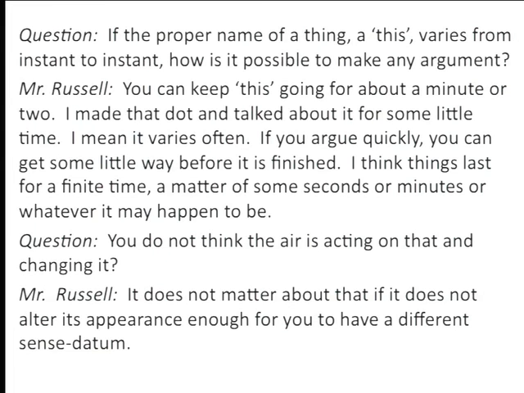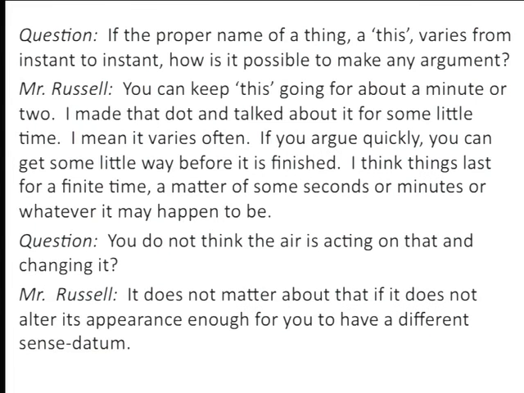There's a very revealing passage. Russell gave some lectures on logical atomism in 1912, something like that. Question: if the proper name of a thing, this referring to a sense datum, varies from instant to instant, how is it possible to make any argument? I mean, your own inner life is shifting from moment to moment. And Russell says, well, you can keep this going for a minute or two. I made that dot, a mark on the board, and talked about it for some little time. It varies often. If you argue quickly, you can get some little way before it's finished. I think things last for a finite time, a matter of some seconds or minutes, or whatever it may happen to be. Question: you do not think the air is acting on that and changing it?